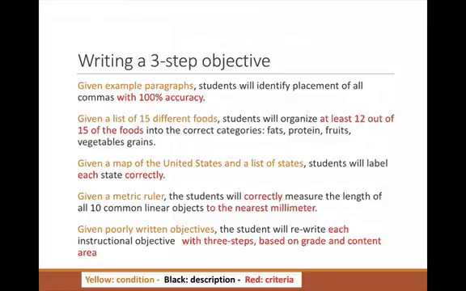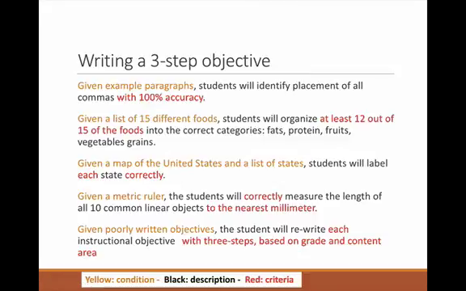Yeah? So if we look at this second one, they are given a list of 15 different foods. They're going to organize at least 12 out of 15, that's to what level of success, into these categories as description. So, given a map of the United States and a list of states, students will label each state correctly. Now here I don't have a percentage of accuracy, but it is stated implicitly here with each state correctly. This is the same as saying 100%.